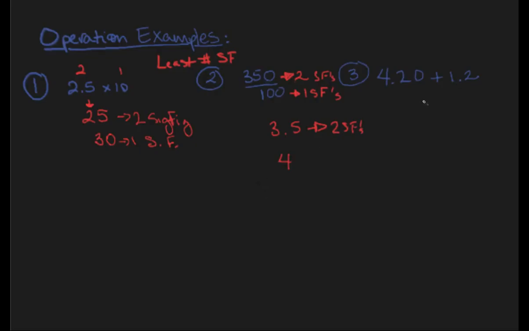All right? So with addition and subtraction, what you do is you look at the numbers to the right of the decimal. Here we have 2. Here we have 1. So we just take the 1 as the units for your answer. So when you add these two, you're going to get 5.40. But since this only has one number to the right of the decimal, your final answer would be 5.4. Okay? So multiplication, division, the least number of sig figs. Addition, subtraction, you use the smallest number of sig figs to the right of the decimal.